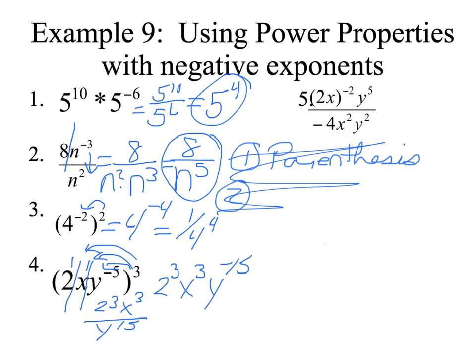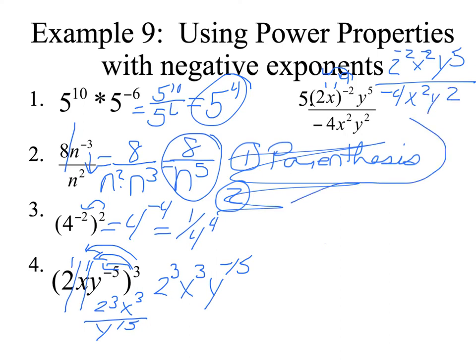We're going to start with the parentheses, so 2 to the 1st and x to the 1st. The 2 that is outside multiplies to each piece inside. That gives me 2 to the negative 2nd, x to the negative 2nd, y to the 5th, over negative 4x squared, y squared.